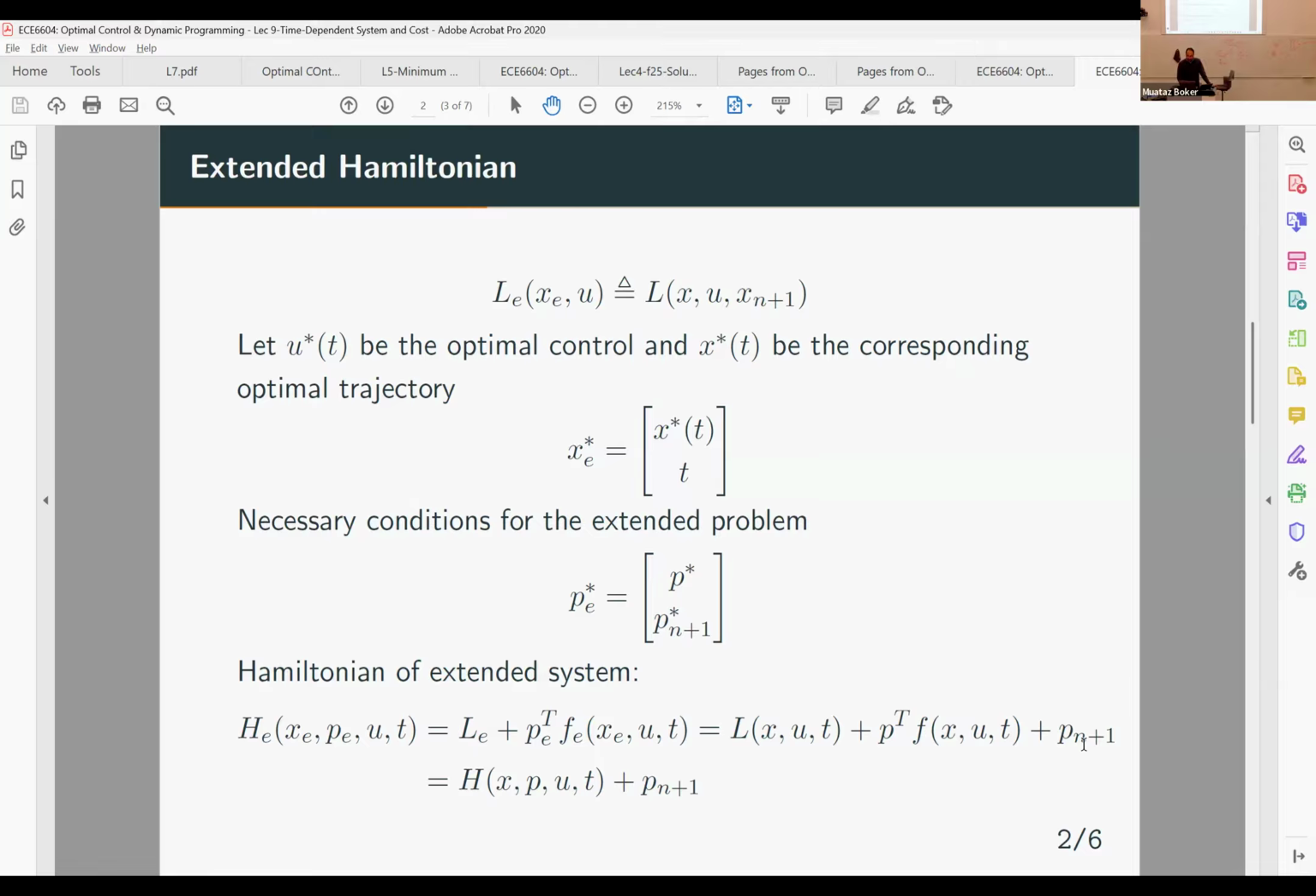Now, if you look at this one, what is this? So you have L of x, u, and x n plus 1, right? Which is the same as L of x, u, and t, okay? P transpose F.